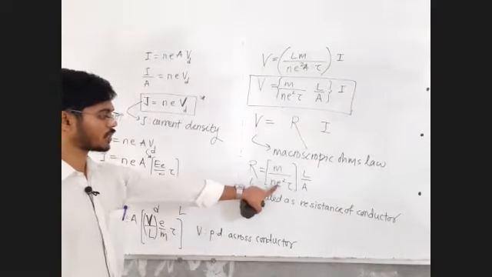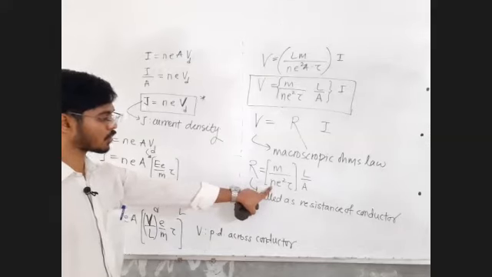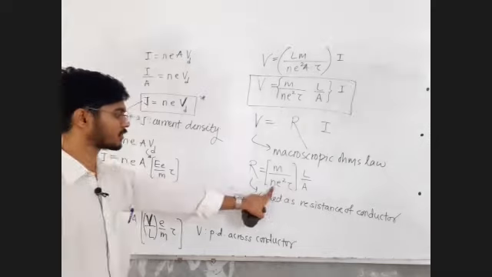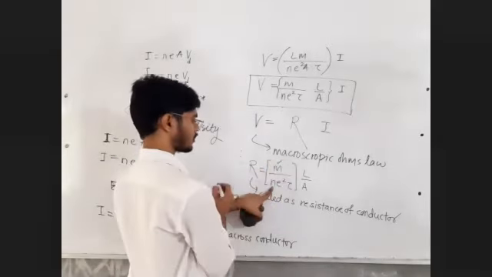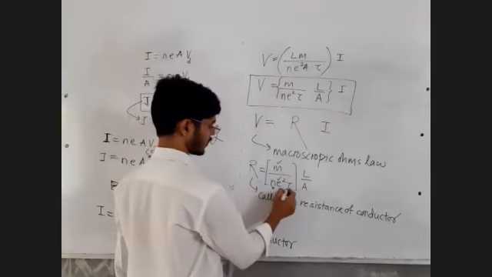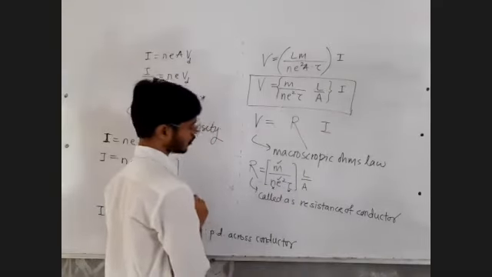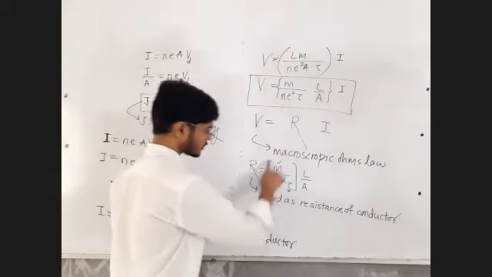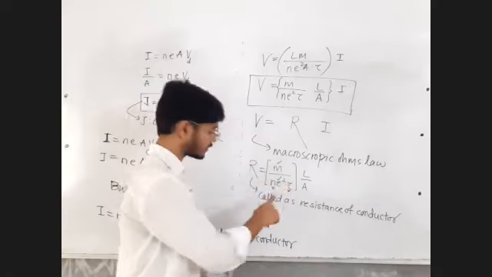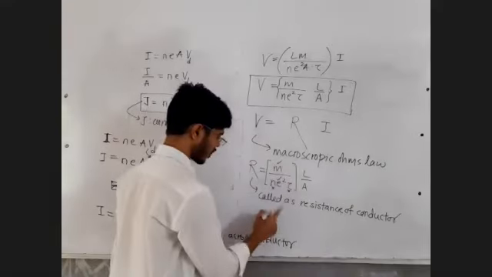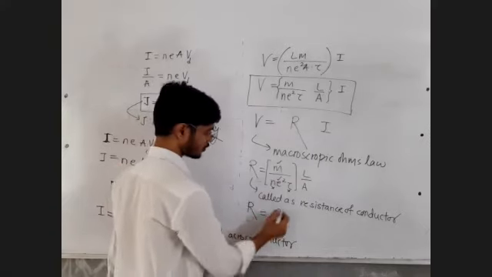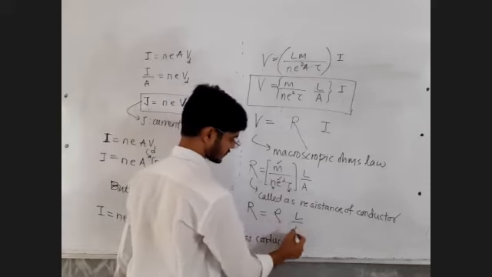Mass of electron and charge on electron are universally the same, but the number of electrons per unit volume and tau depend on the conductor. So this is a term which is constant for a given conductor. If you change the conductor, this term will change, but it is constant for a given conductor. It is the resistivity rho, and L as it is, A as it is.